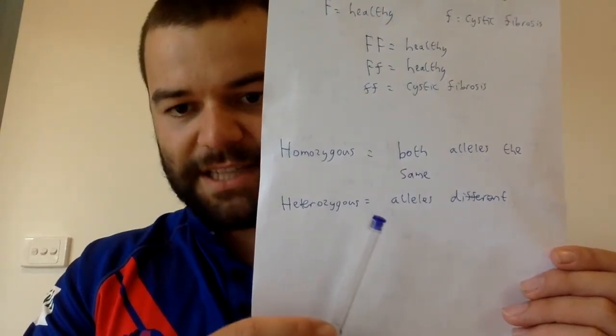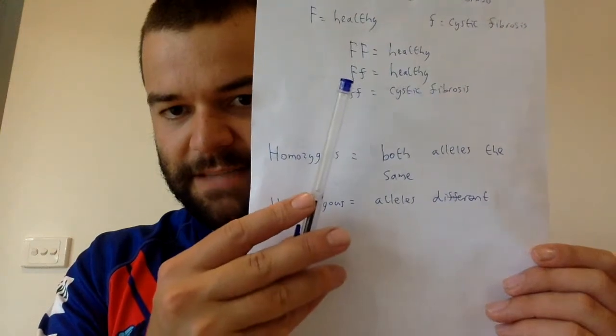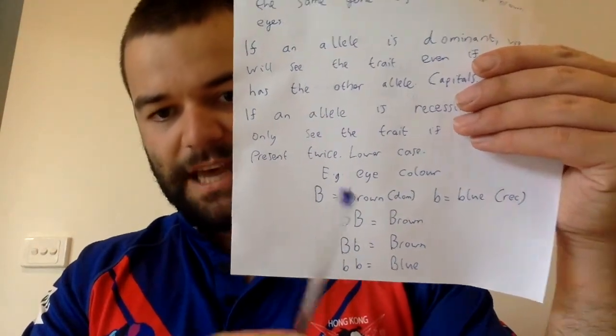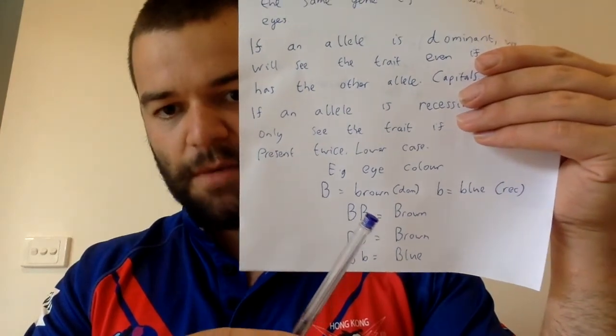And heterozygous is when alleles are different. So that's this middle one here. Likewise with the examples here, capital B is homozygous dominant.